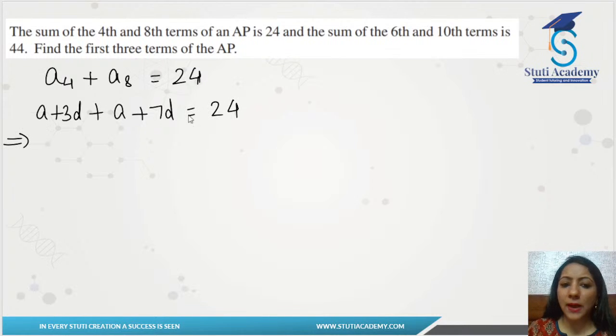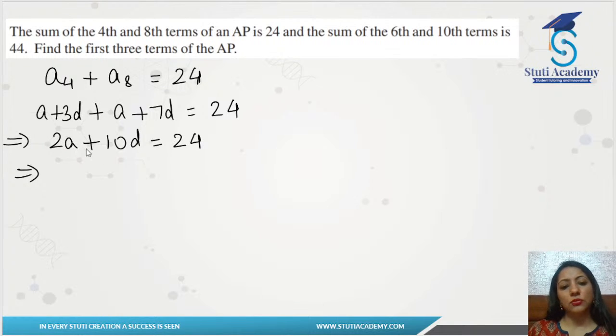After this, we can combine the like terms. a plus a can be written as 2a, 3d plus 7d can be written as 10d, and this is 24. Now as we can see, this is divisible throughout by 2. We can divide throughout by 2 and that's how we can make the numbers smaller. That will make our calculations easy. So we can write this as a plus 5d is equal to 12.